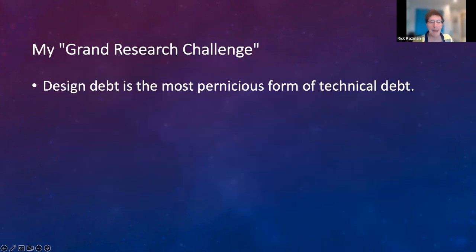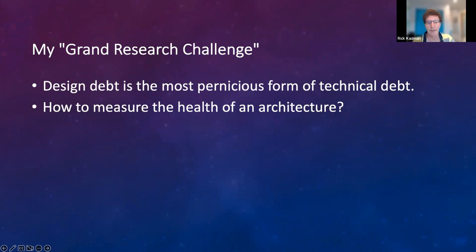So there was a study from the SEI in 2015, I believe it was, where software practitioners, I think it was 1,800 software practitioners, were surveyed to assess the kinds of debt that they were dealing with and which kind of debt was causing them the most problem. And by far, they reported that design debt was the most pernicious, the most costly form of debt.